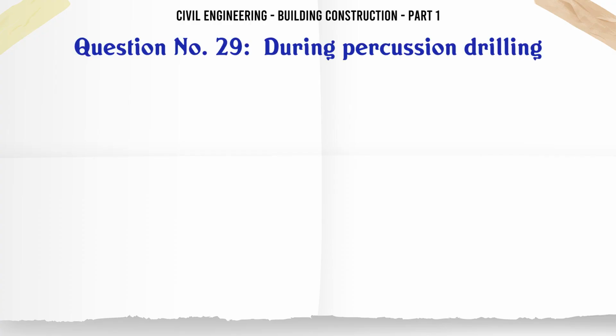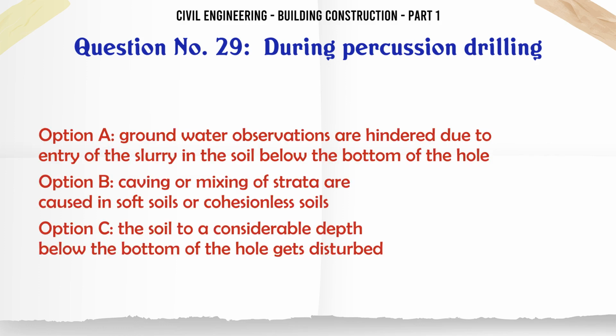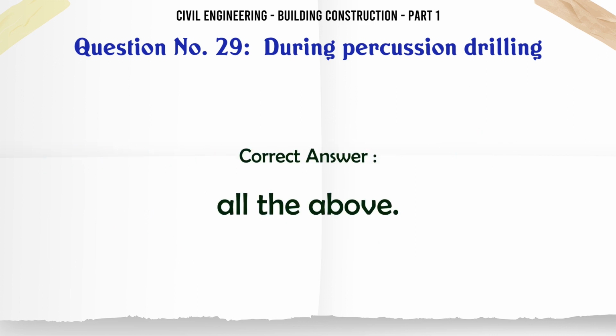During percussion drilling, A, groundwater observations are hindered due to entry of the slurry in the soil below the bottom of the hole. B, Caving or mixing of strata are caused in soft soils or cohesionless soils. C, The soil to a considerable depth below the bottom of the hole gets disturbed. D, All the above. The correct answer is all the above.